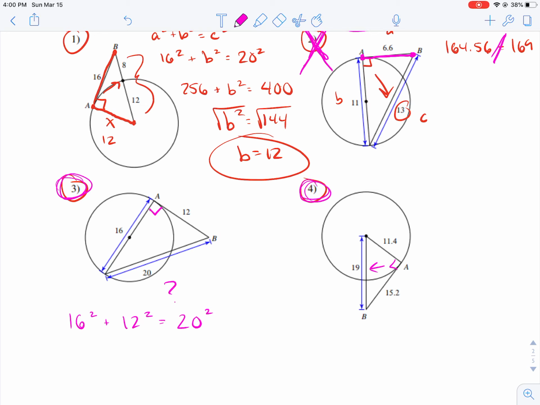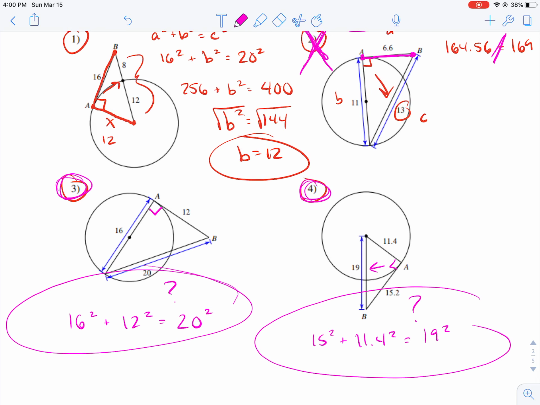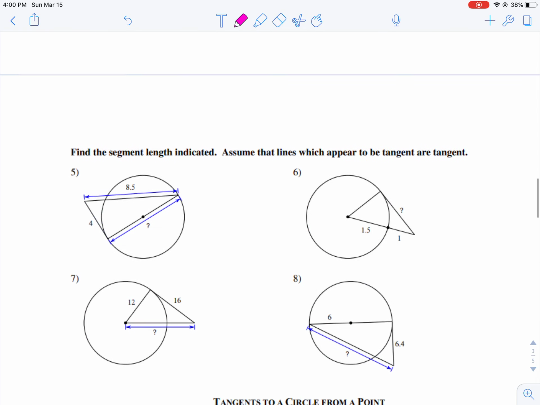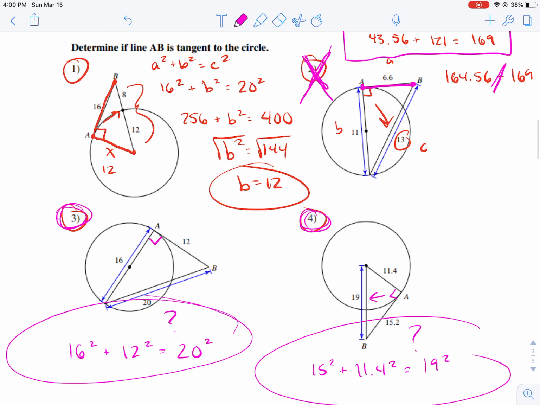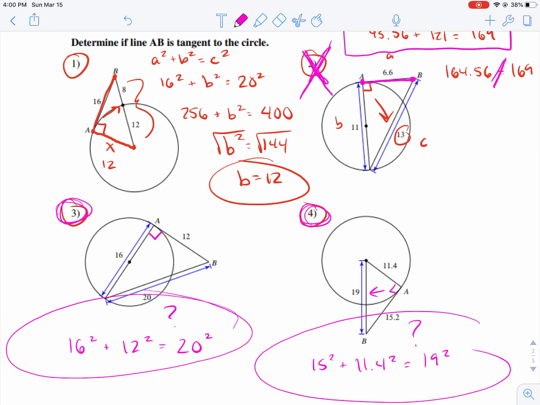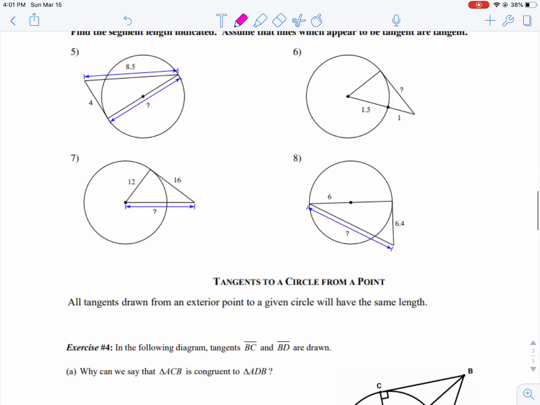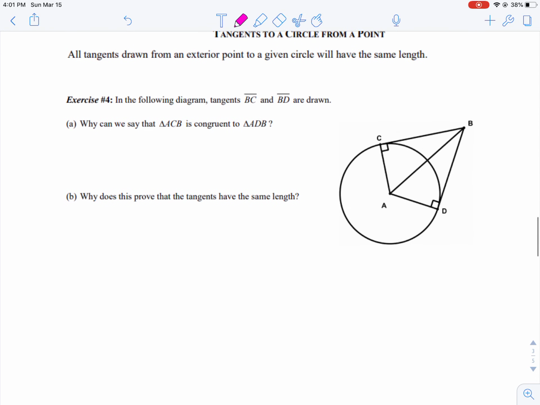So you're going to go 15 squared plus 11.4 squared is equal to 19 squared. Make sure that checks out, and that'll be your homework for that section right there. So determine if line AB is a tangent. Try those ones as well.